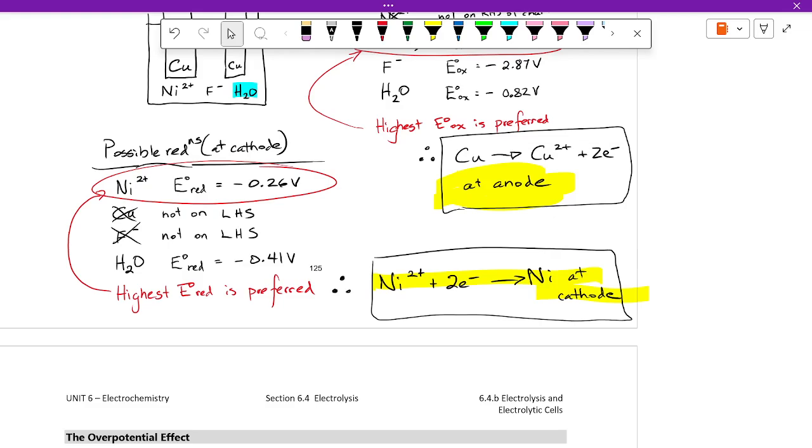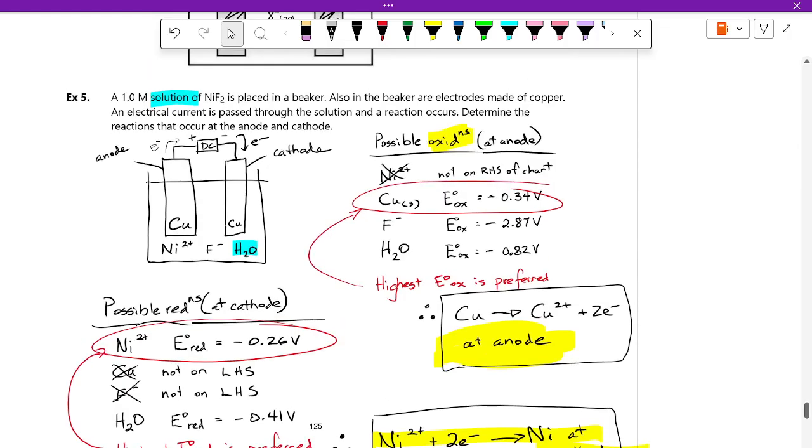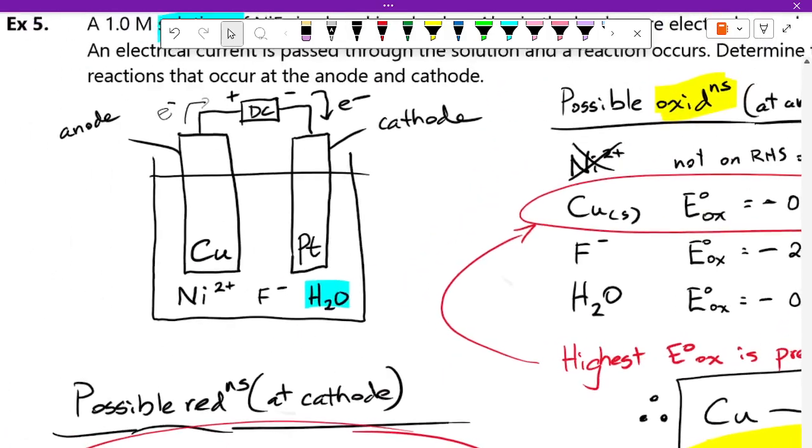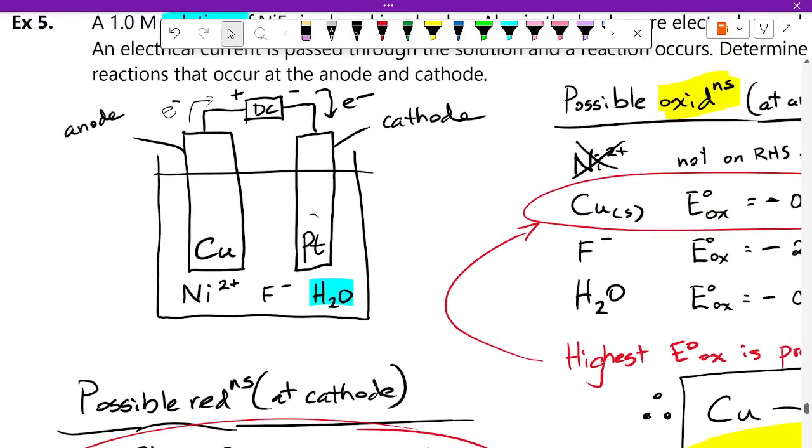What do you mean? I guess like the whole entire beaker. So if this were platinum, I could not include copper at the cathode, right? If this were platinum, I could not include copper in my consideration because there's no copper at the cathode, right? If this were platinum.